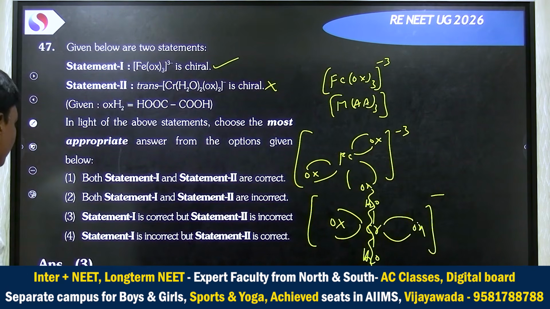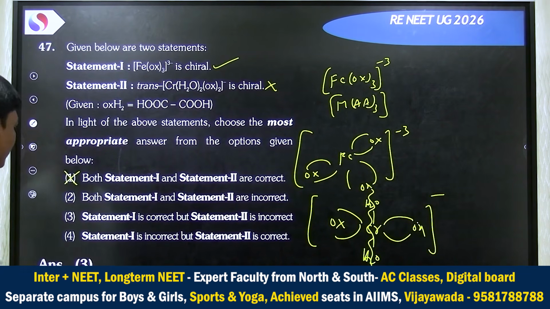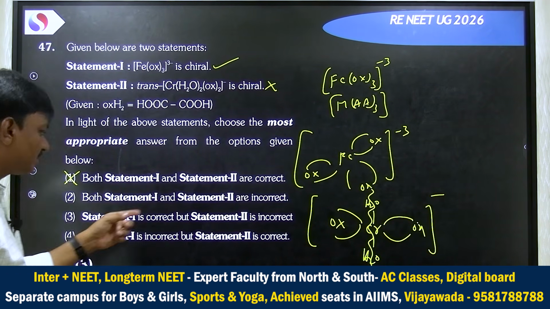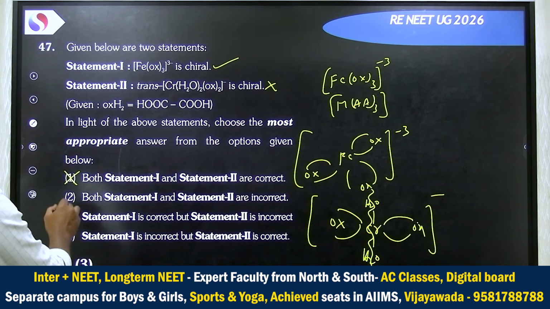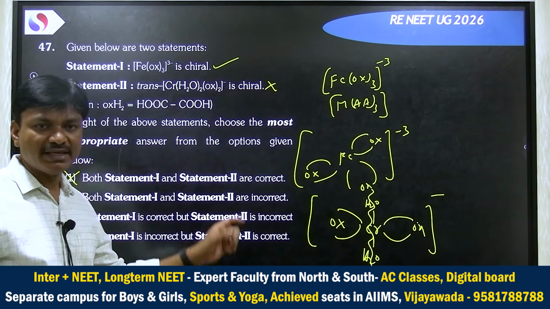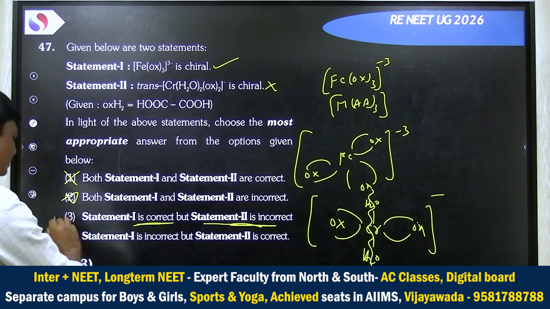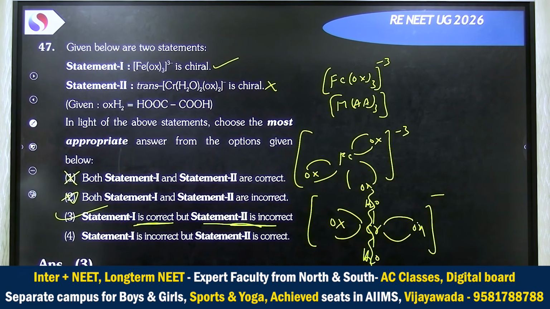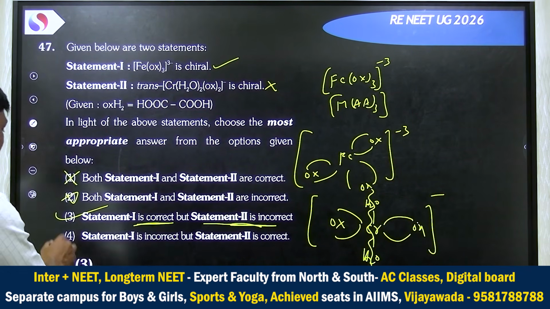Now the options. The first option: both statements 1 and 2 are correct. So it is a wrong option. The second option: both statement 1 and statement 2 are incorrect. But the first statement is correct. So the second option is also wrong. Third option, statement 1 is correct but statement 2 is incorrect. Okay, statement 1 is correct and statement 2 is incorrect. So the third option will be correct. Fourth one, statement 1 is incorrect, statement 2 is correct. So it is also a wrong option. So the correct option will be the third option.